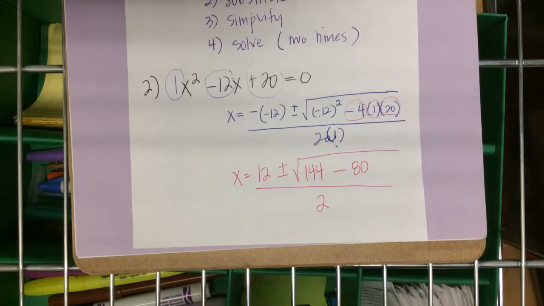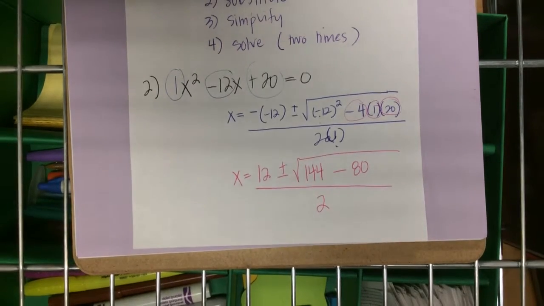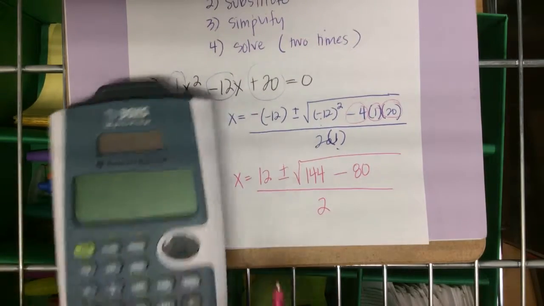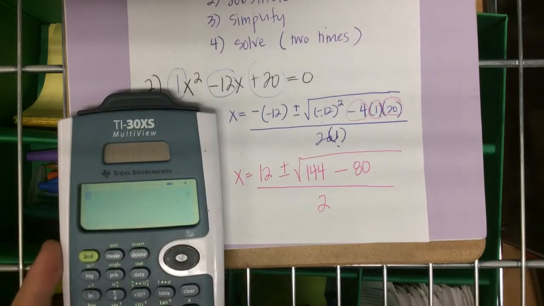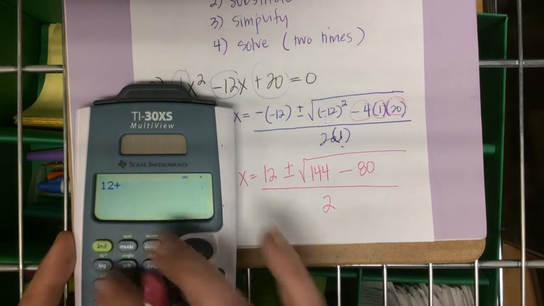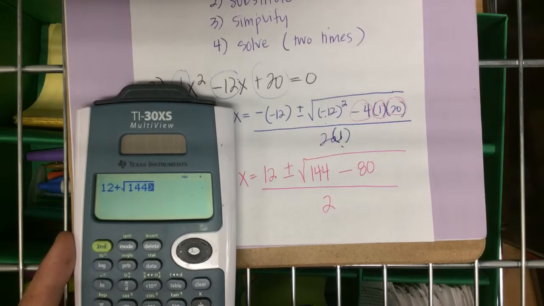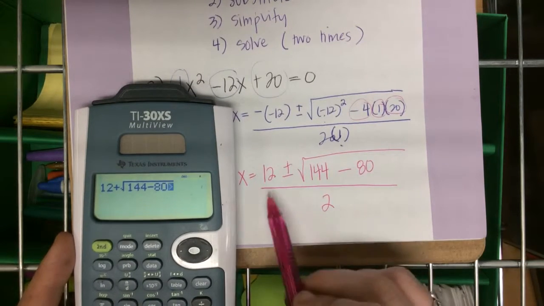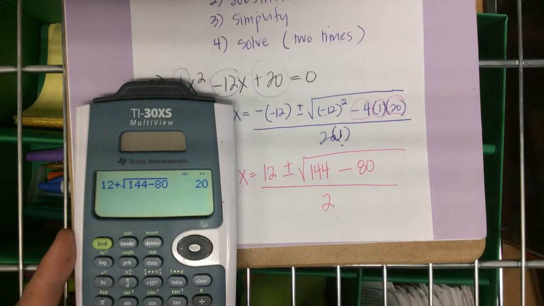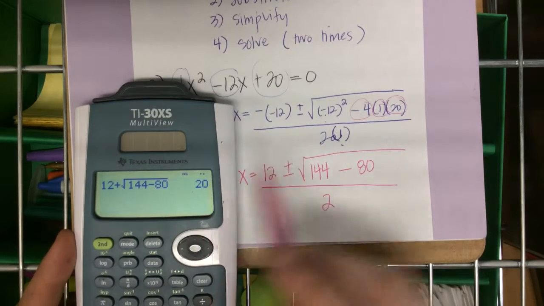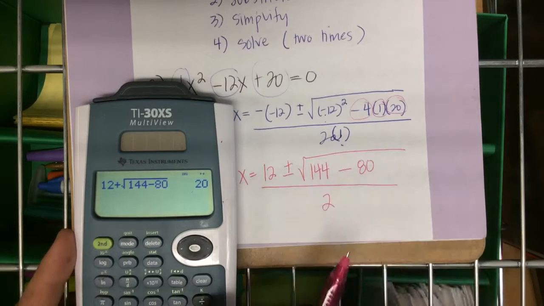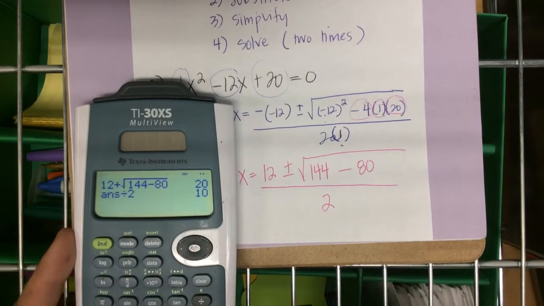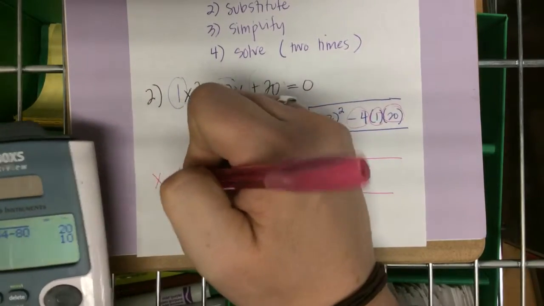Now, keep simplifying. You could do 144 minus 80. You can type it in your calculator. So we have 12 plus the square root of 144 minus 80. I'm going to simplify my numerator. Is 20 my answer? No, that's my numerator. I still have to divide by 2. So what's my first x value? X equals 10.